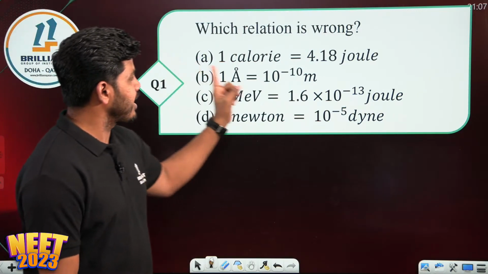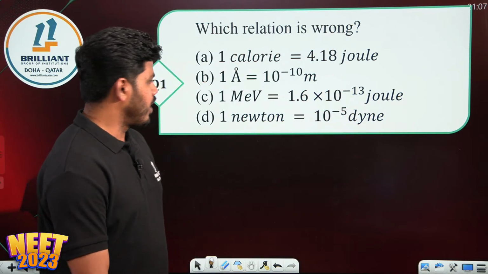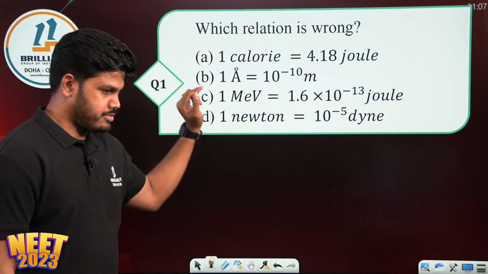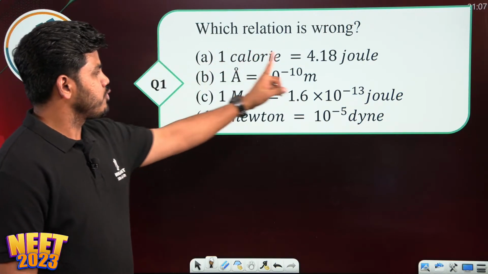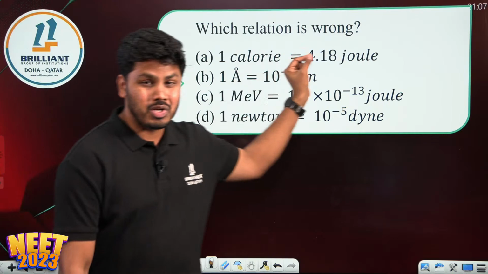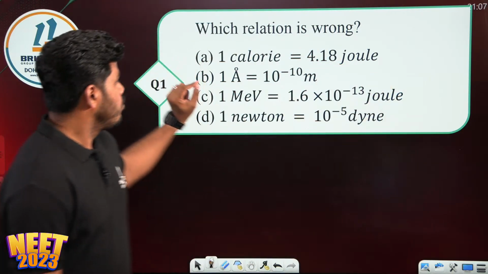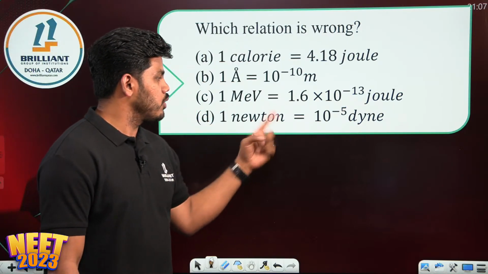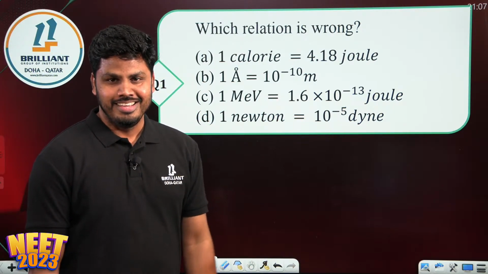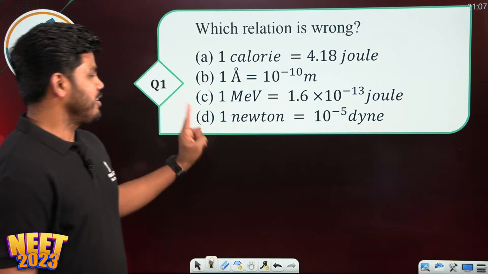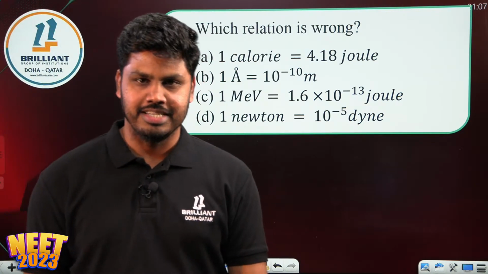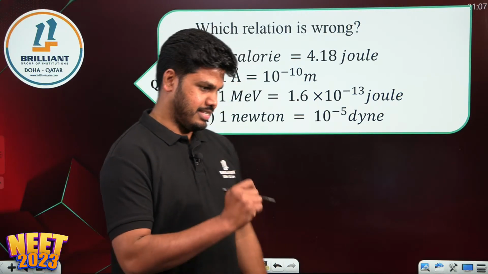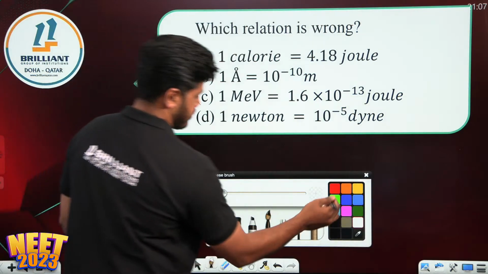First one is given as 1 calorie is 4.18 joule. You're asked to select the wrong one. 1 angstrom is equal to 10 raised to minus 10 meters. 1 MeV is equal to 1.6 into 10 raised to minus 13 joules. 1 newton is equal to 10 raised to minus 5 dyne. Which one is incorrect? Which is the wrong relation?